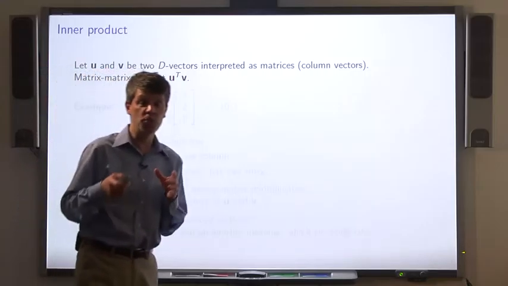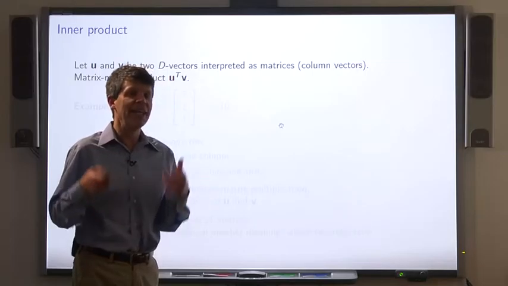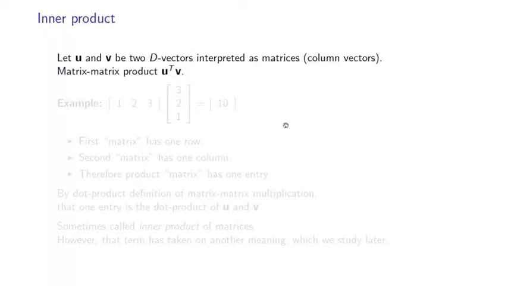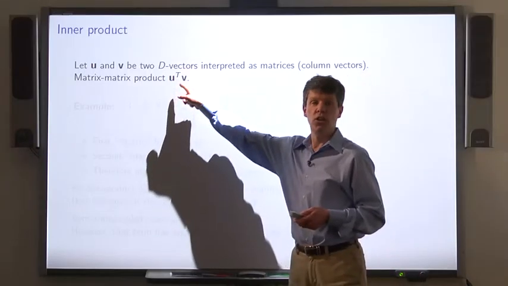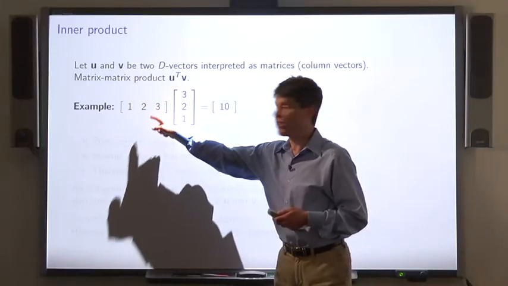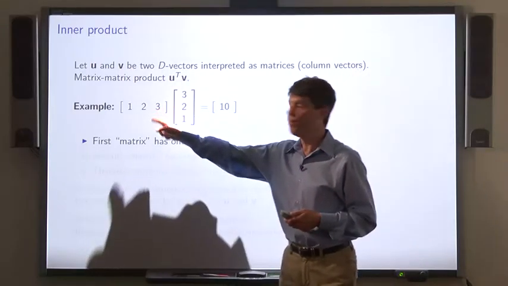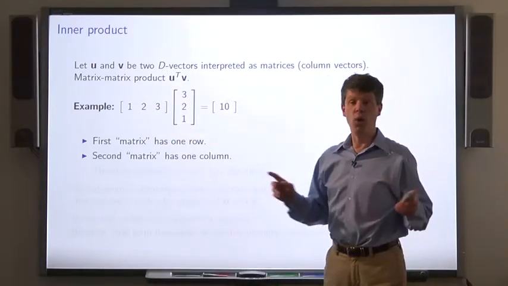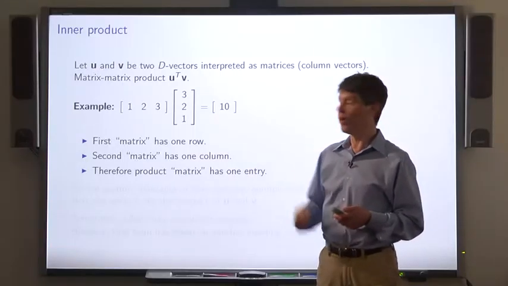Now that we know how to interpret vectors as matrices, either column vectors or row vectors, let's see what it means to multiply them. There are two ways to multiply vectors interpreted as matrices. First, let's take the product of a row vector times a column vector. We'd write that U transpose times V. Here's an example. Let's take this row vector and multiply it by this column vector. Now, the first matrix has one row, and the second matrix has one column. So the product matrix has one entry. It has one row and one column.